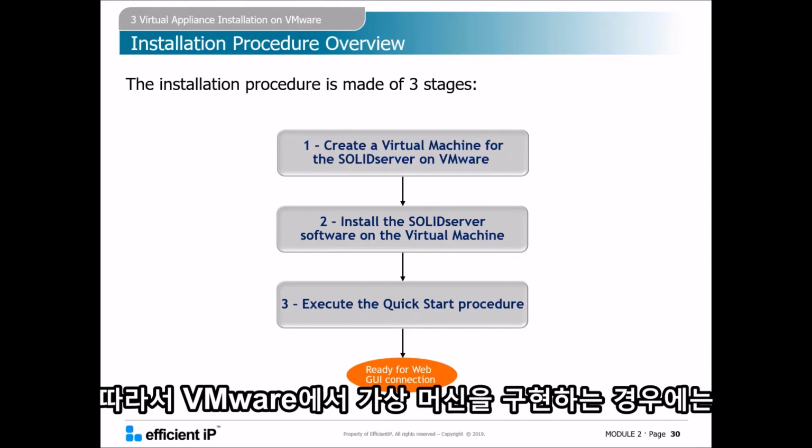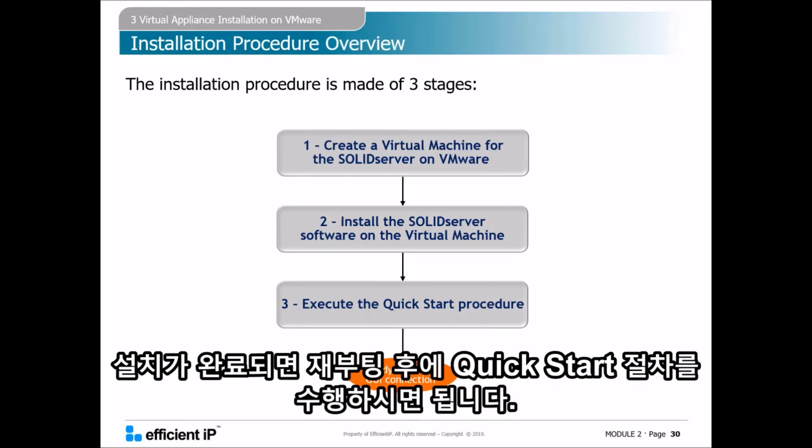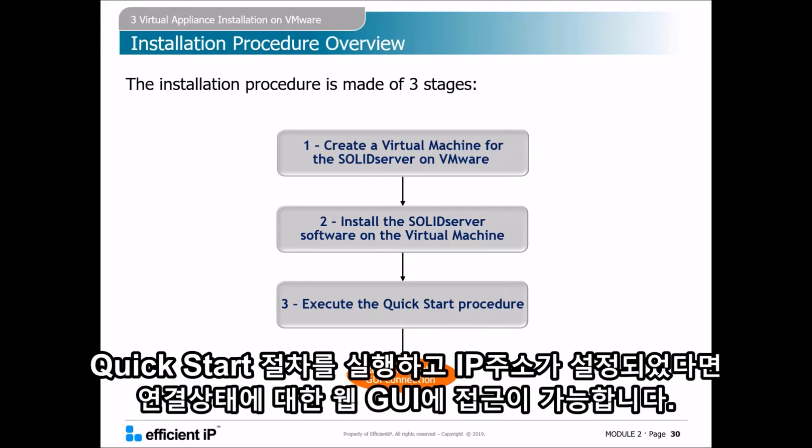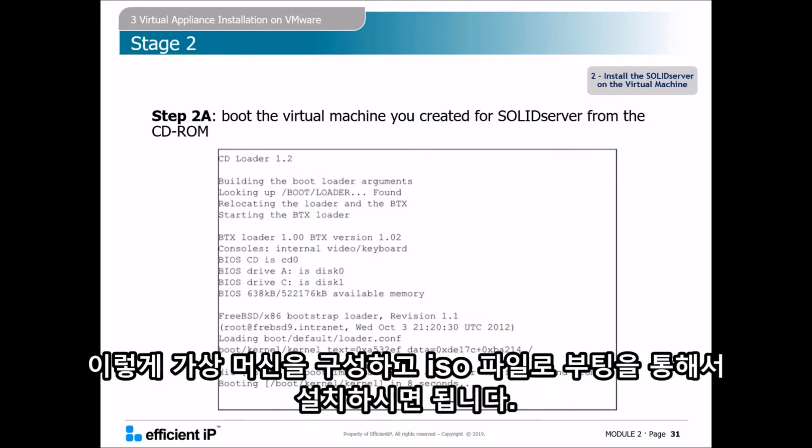So the method to deploy the virtual machine, in this case for VMware, right? So you create the virtual machine and then you install the solid server software by booting up the ISO. And then once it's booted up, installed, and rebooted, you proceed to perform the quick start procedure. Once you perform the quick start procedure and the IP address has been set, you can proceed to access the web GUI for the connectivity. Right, so this is the way that we deploy.